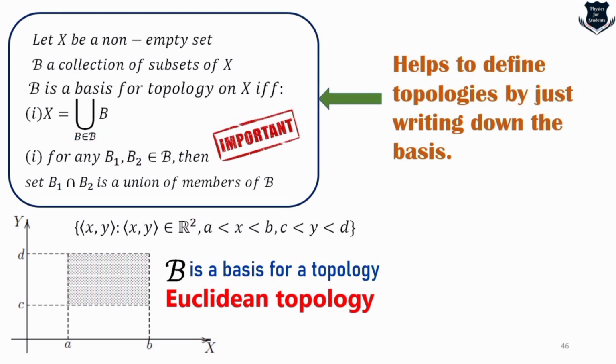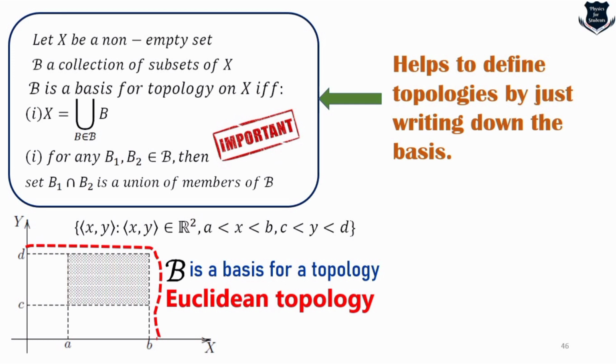Now see that B is indeed a basis for a topology. First of all, the plane, this red one, is a union of all open rectangles. This is the first condition. The condition is right there on the top of your screen, which you can just look into.